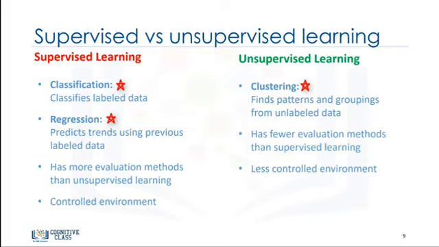In comparison to supervised learning, unsupervised learning has fewer models and fewer evaluation methods that can be used to ensure that the outcome of the model is accurate. As such, unsupervised learning creates a less controllable environment as the machine is creating outcomes for us.